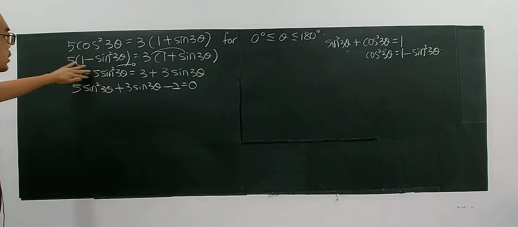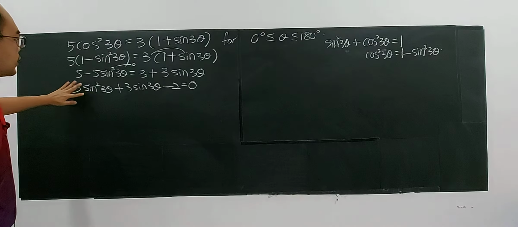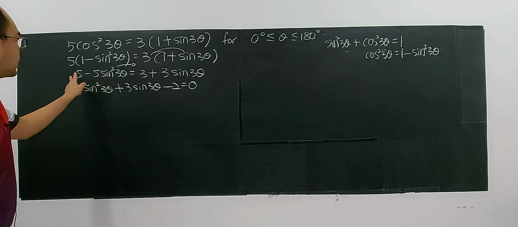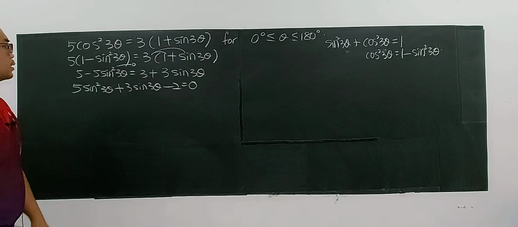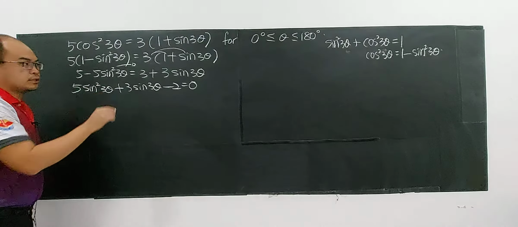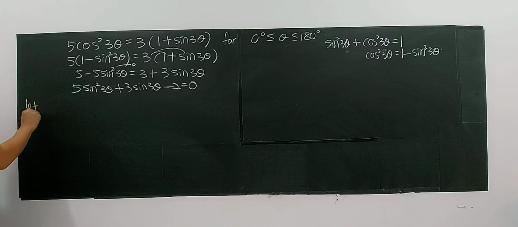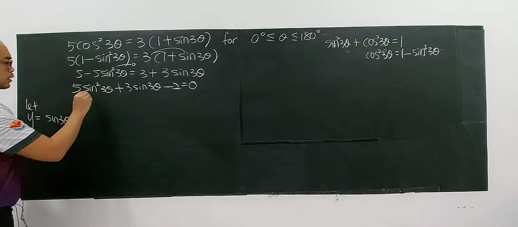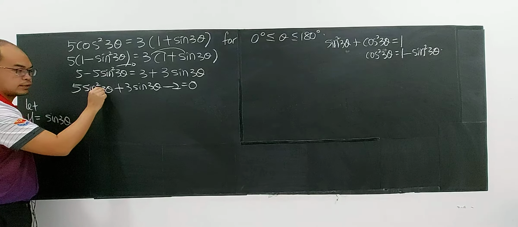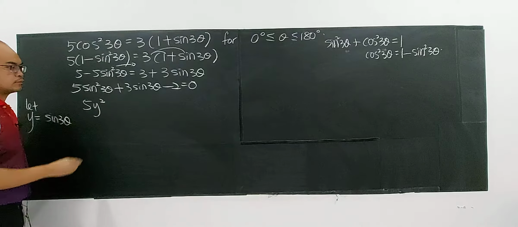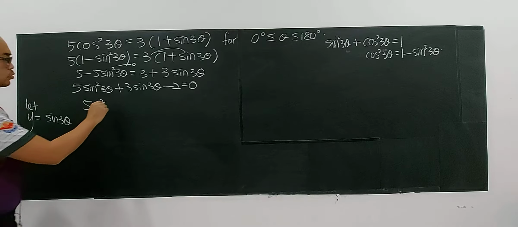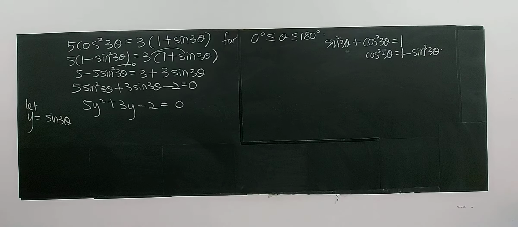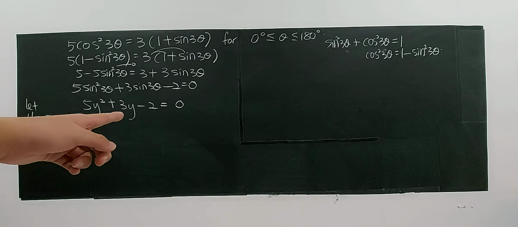If you rearrange this in the general quadratic form, you get 5 sine square 3 theta plus 3 sine 3 theta minus 2 equals 0. It's actually a quadratic, so you can let y be sine 3 theta, to make it easier. This is sine square, so it's 5y square, where y is sine 3 theta, plus 3y minus 2 equals 0. So you finally get a quadratic equation.